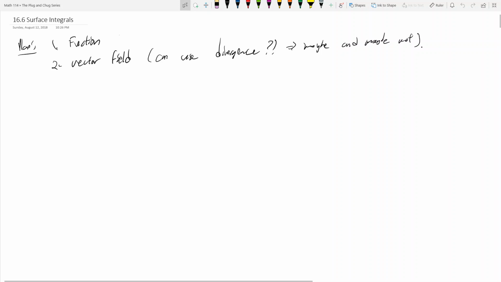Well, we're going to keep chugging along here in chapter 16.6 now on surface integrals. I'm going to split the section up into two videos. The first one is going to be when we deal with scalar functions, or just regular functions. And in the second video we'll talk about what happens when we're trying to find surface integrals over a vector field.